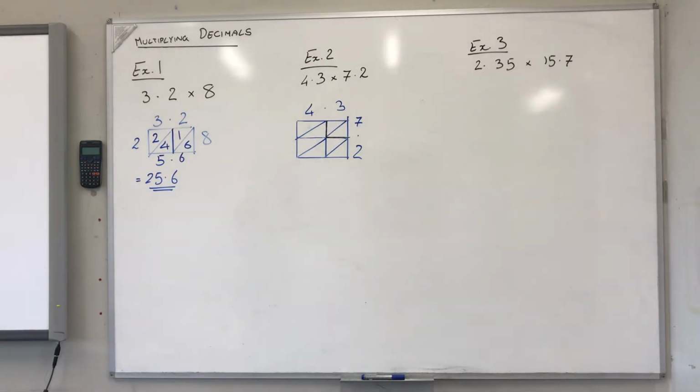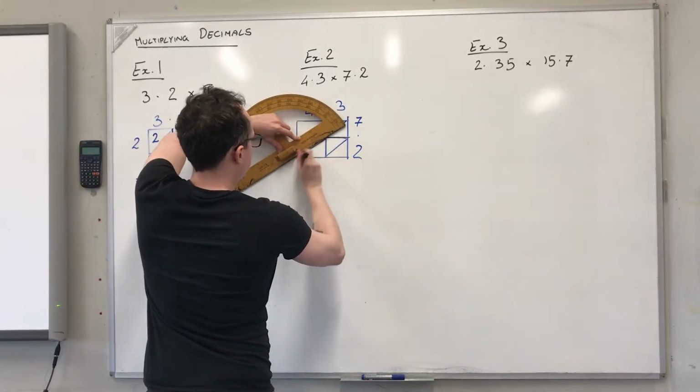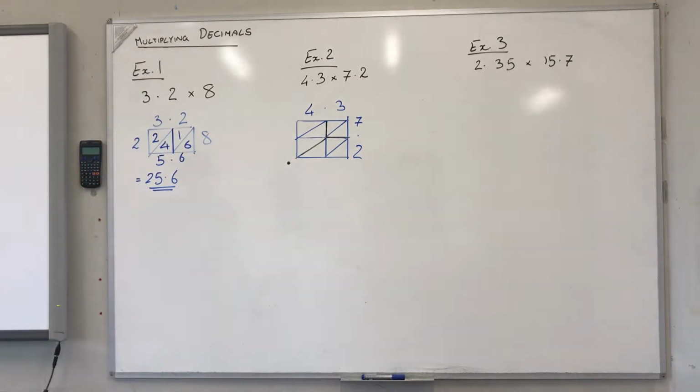So hopefully you can see that those two lines, I've gone down for one of them and along for the other one, and they've met at a cross. Okay, what I'm now going to do is follow the diagonal. And that's where the decimal point will be. Okay, so you find where the two lines meet, and then you follow the diagonal. So now let's fill in the boxes.